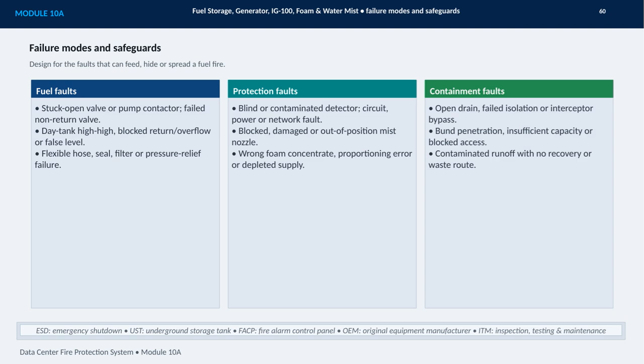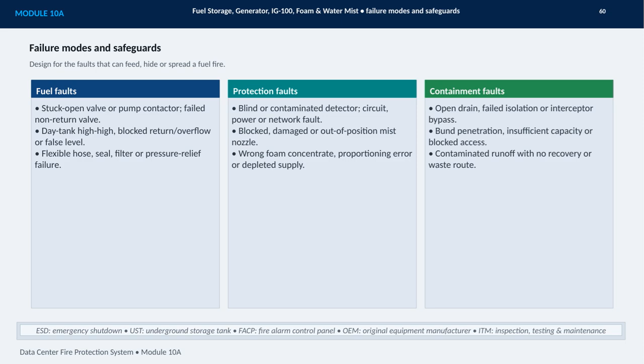Protection can fail as well. A detector may be blind or contaminated, or lose power, circuitry, or network connectivity. Mist nozzles may be blocked, damaged, or mispositioned, and foam protection can be undermined by the wrong concentrate, incorrect proportioning, or an empty supply. Finally, containment must be treated as part of the fire strategy.